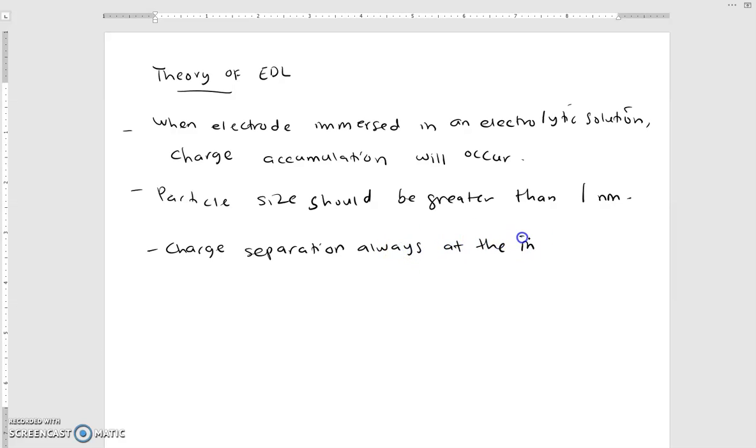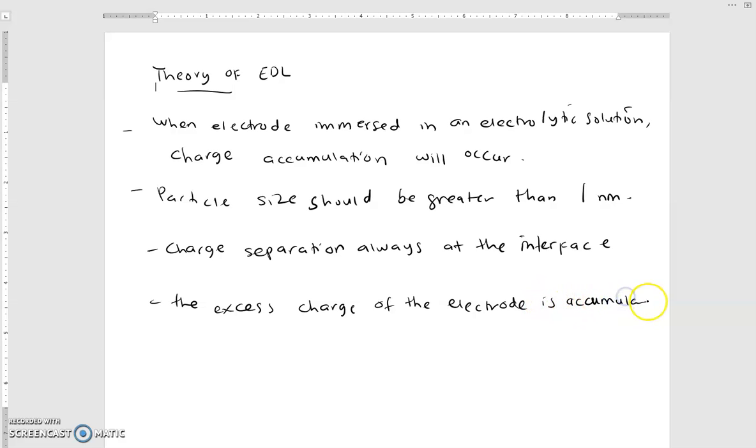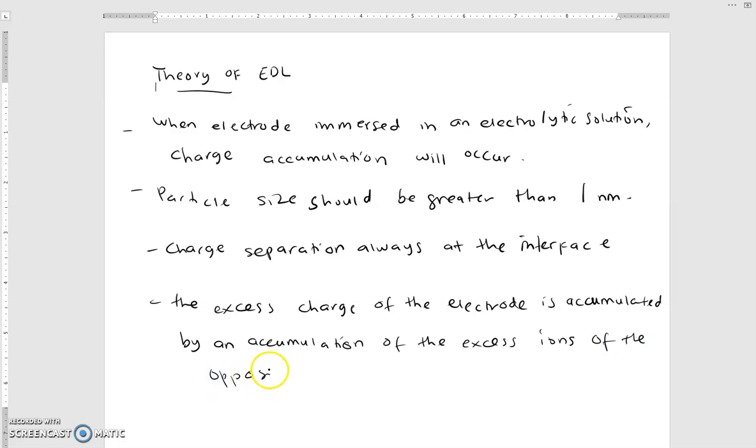Still remember, we have the bulk solution, and then we have another interface, the interface that involves the surface of the electrode. The excess charge of the electrode surface is accumulated. We will go through this one by one: what kind of charge, positive or negative, and how the accumulation occurs. It is accumulated by an accumulation of the excess ions, of course there must be excess ions, of the opposite charge in the solution.